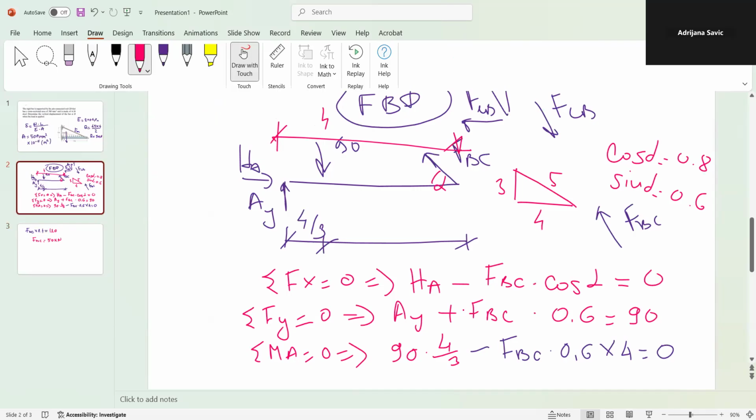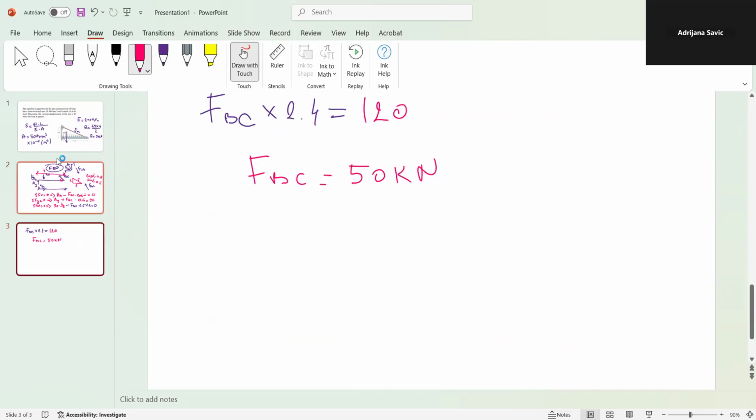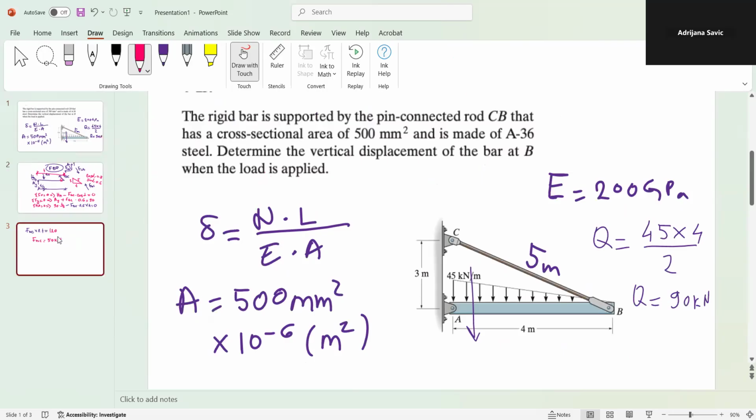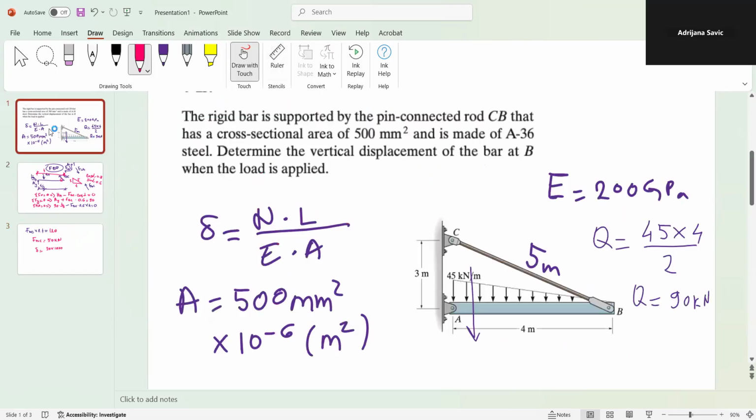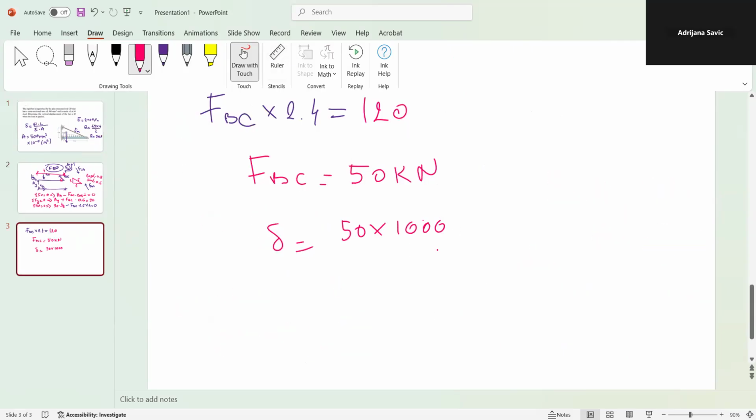If you want to find the other unknowns, AX and AY, you just need to plug in 50 instead of FBC, and you can easily determine them. But since we don't need them for this problem, we can say that our force is 50 kilonewton, which is 50 times 1000 Newton. Then we have length, which is 5 meters. Then we have 200 gigapascal, which is 200 times 10 to the 9 Pascal.